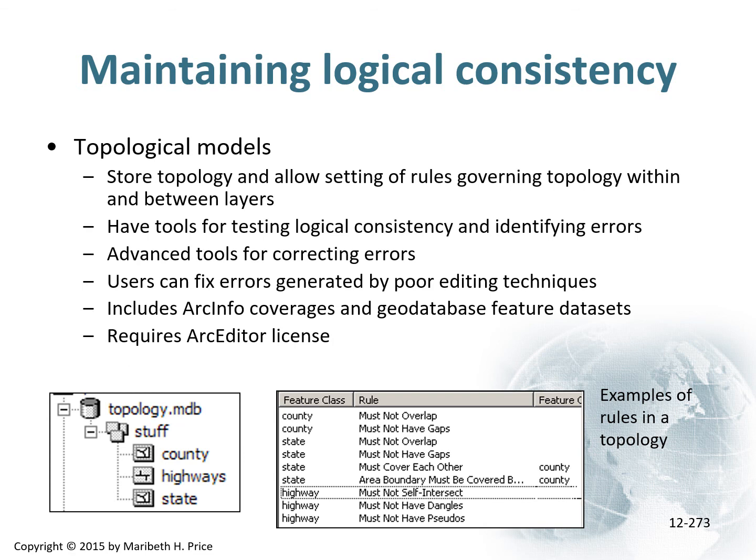Now, if you have a topological model, that's an entirely different ball of wax. They are set up with rules in place and interactions between features so that you can test to see if it maintains logical consistency, if things that are supposed to coincide do. And once you set that up, it allows you to go in and fix these things.